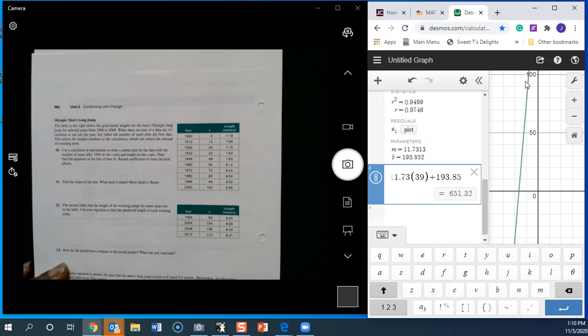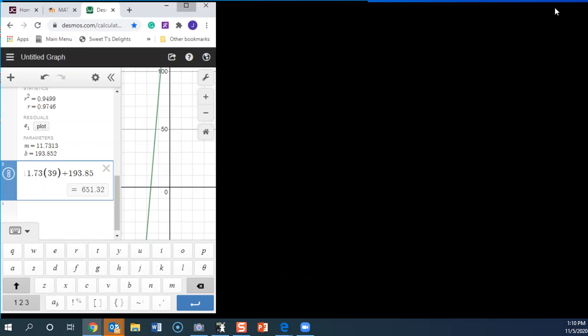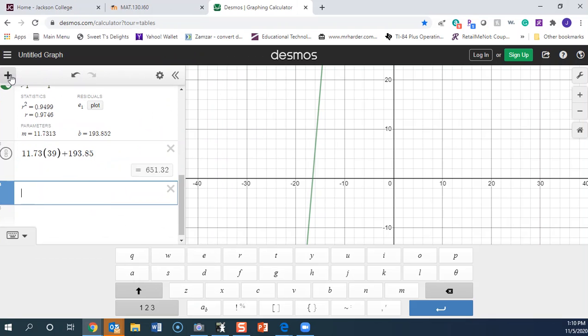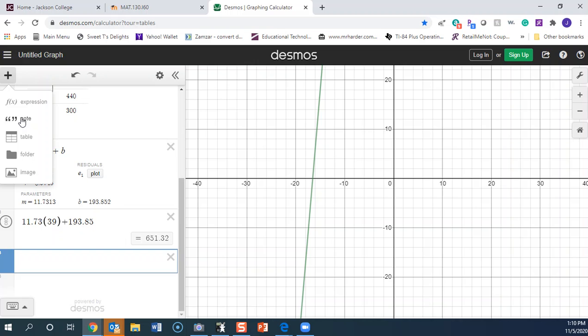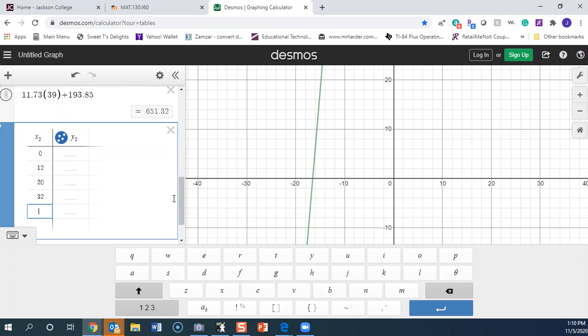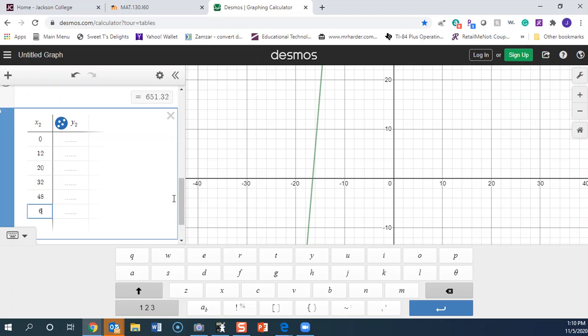So now we want to put this in our calculator. I'm going to put this in Desmos. And you can feel free to put it in Desmos if you choose. All right, so we have 0, 12, 20, 32, 48, 60, 72, 80, 96, 100.